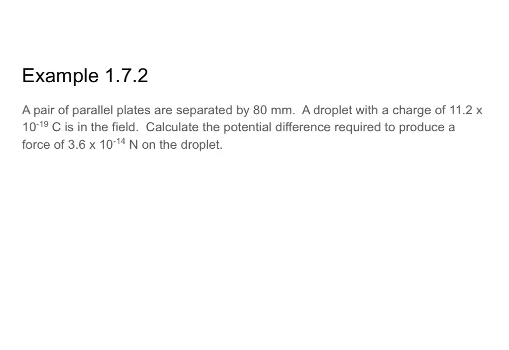So let's do an example. A pair of parallel plates are separated by 80 millimeters. A droplet with a charge of 11.2 times 10 to the negative 19th coulombs is in the field. Calculate the potential difference required to produce a force of 3.6 times 10 to the negative 14th newtons on the droplet. So let's start by listing out my givens.